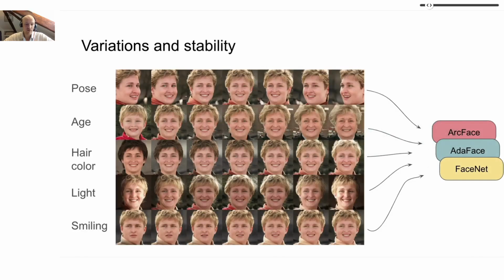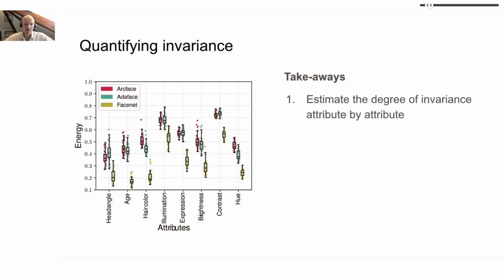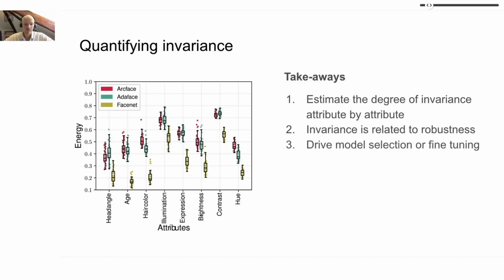Concretely, we propose a method to quantify the degree of invariance of a model to different attributes. Here we illustrate this principle for some attributes and three face recognition models. The result of this analysis is a quantification of invariance by model and attribute. Understanding invariance is important since it is related to biases, interpretability, and robustness. We anticipate that our work can be used to drive model selection and is not limited to face recognition contexts.